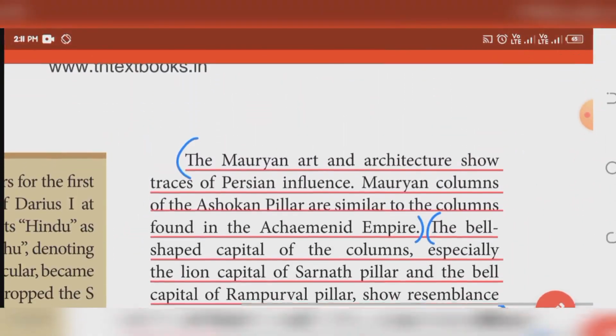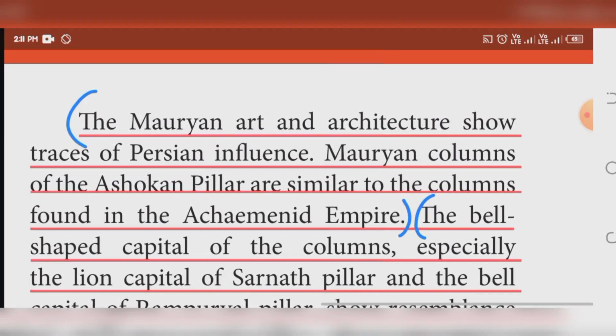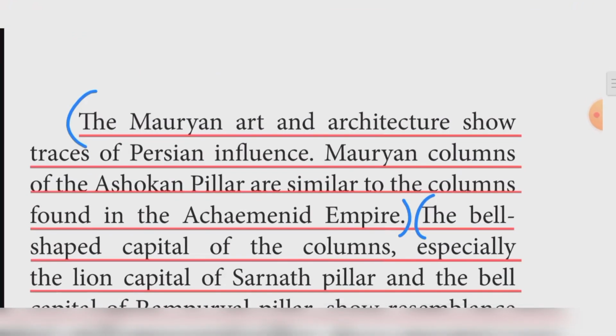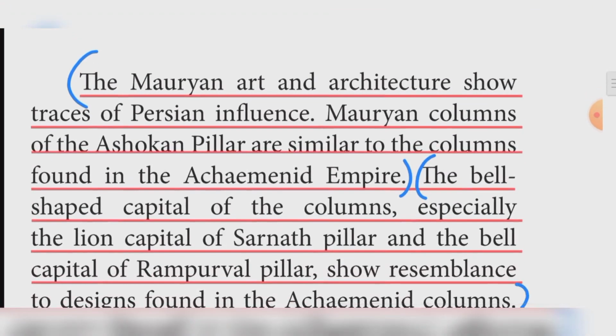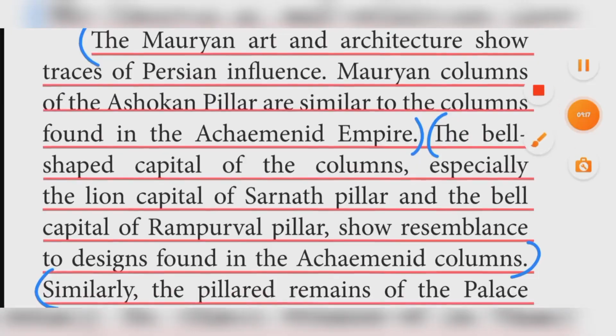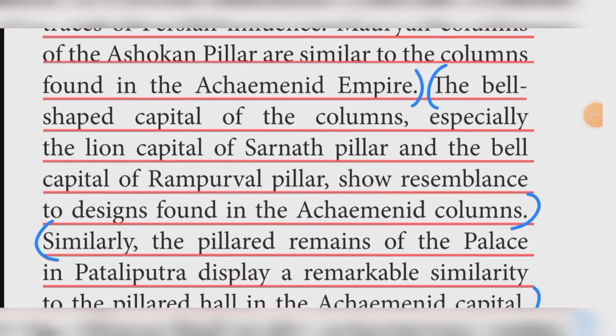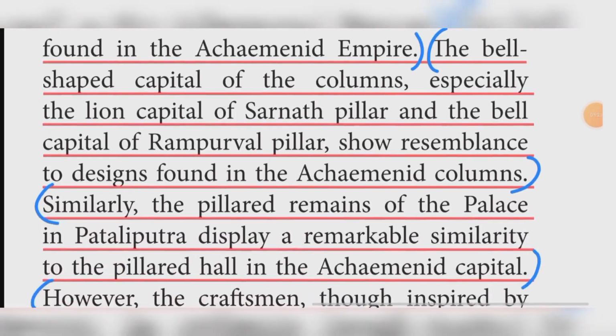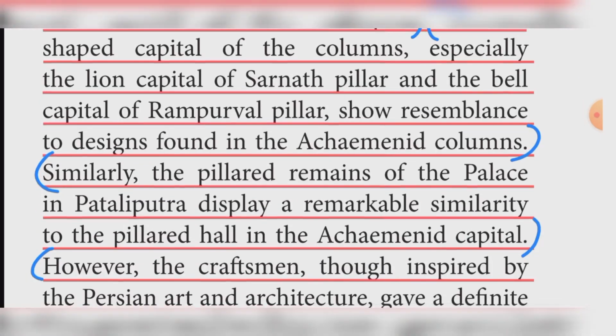The Mauryan art and architecture show traces of Persian influence. Mauryan columns of the Asokan pillar are similar to the columns found in the Achaemenid Empire. The bell-shaped capital of the columns, especially the lion capital of Sarnath pillar and the bell capital of Rampurva pillar, show resemblance to designs found in the Achaemenid columns.